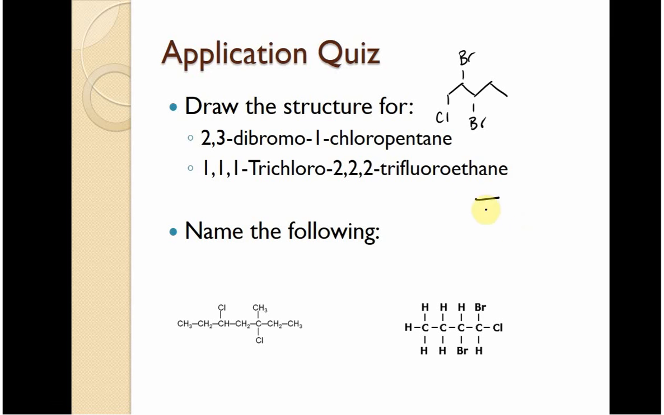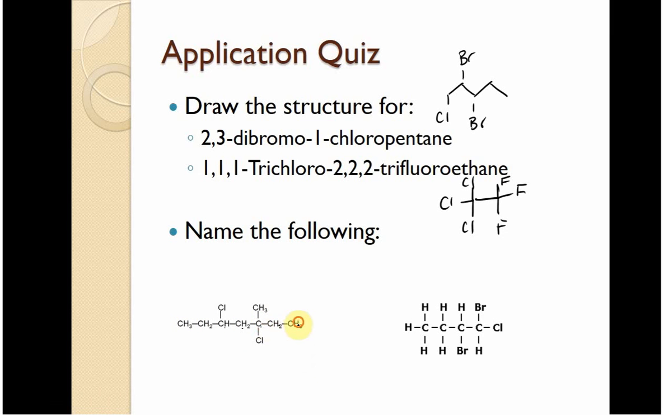Ethane, that's 1 carbon, 2 carbons. This is fluorine, fluorine, fluorine. Chlorine, chlorine, chlorine. Here we've got two things that we are going to name.